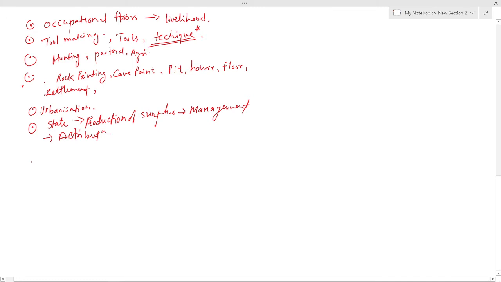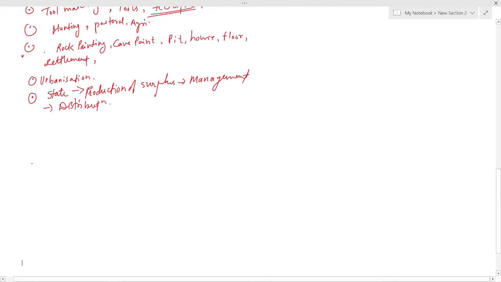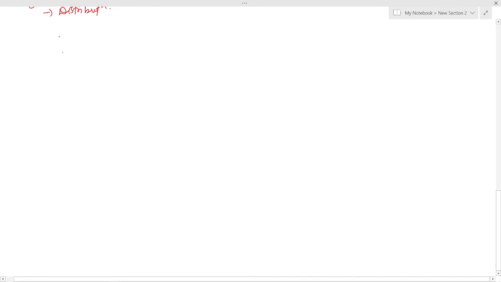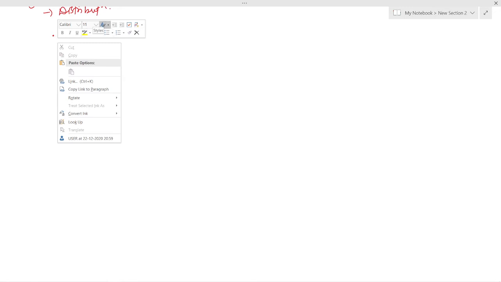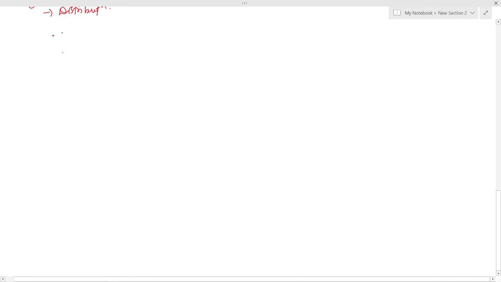So these were some of the areas which were studied. Now we'll talk about the new area, which is the tool types. We'll start with the tool type now. Some of the prehistoric tools are called core tools, while the others are called flake tools. What are the core tools and what are the flake tools? We will study in depth here.